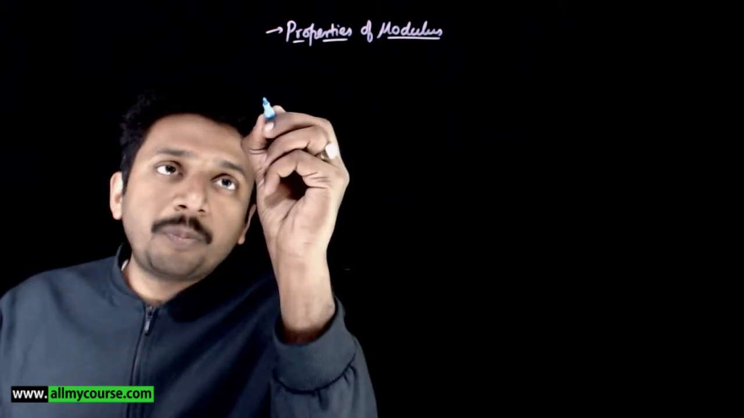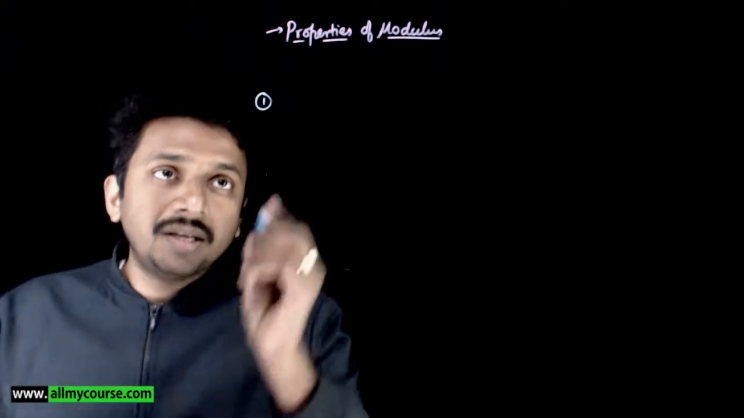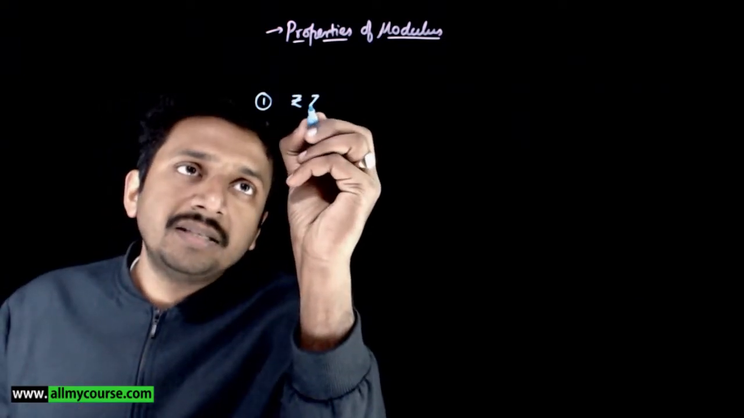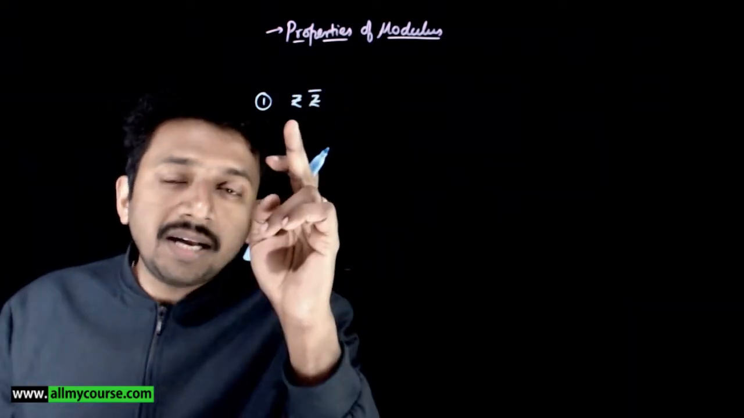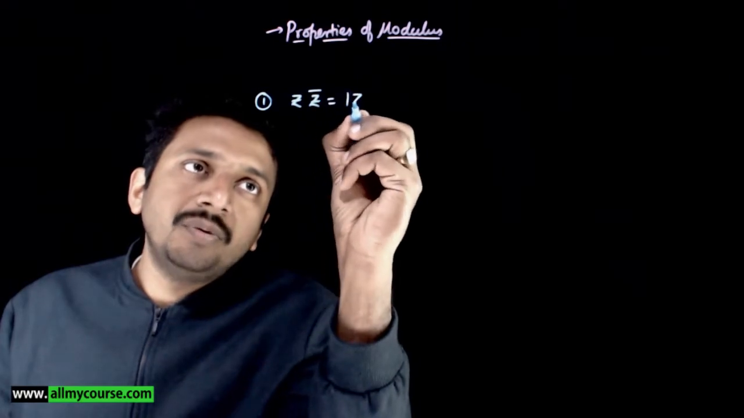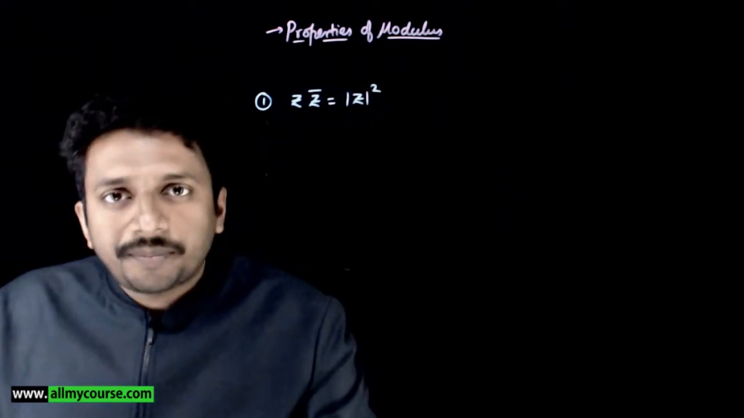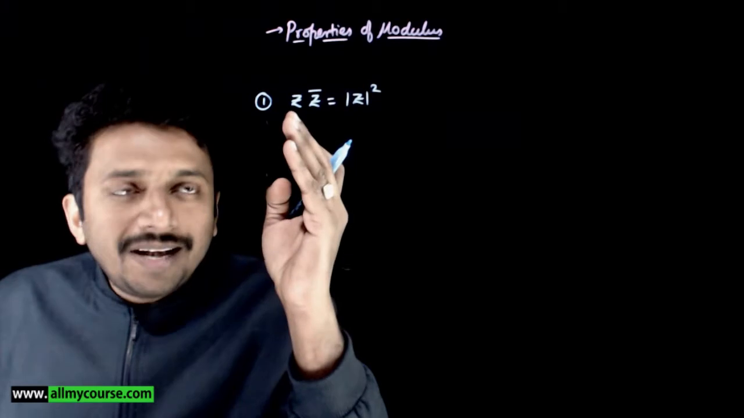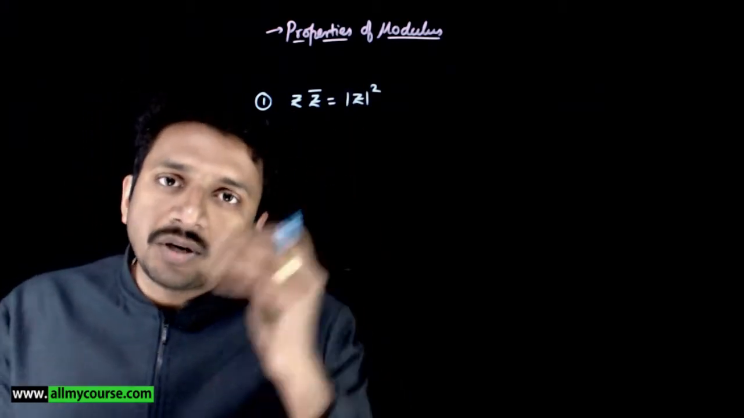So welcome students. In this video, we are going to look at the properties of modulus. So let us start with the most important properties and go one by one. So the first property of modulus and the most important one is z times z conjugate, z bar, is equal to mod z whole square. If you multiply z and z bar, you get mod z whole square.